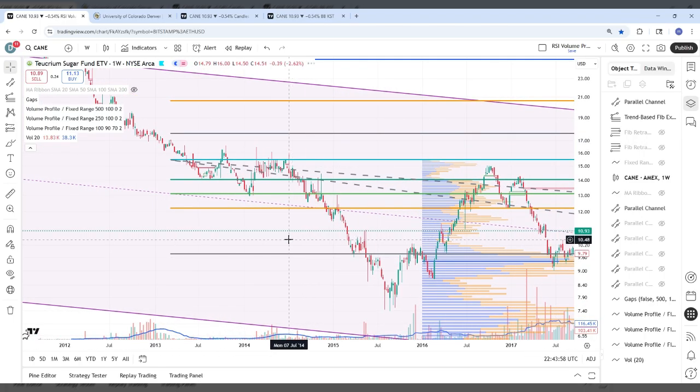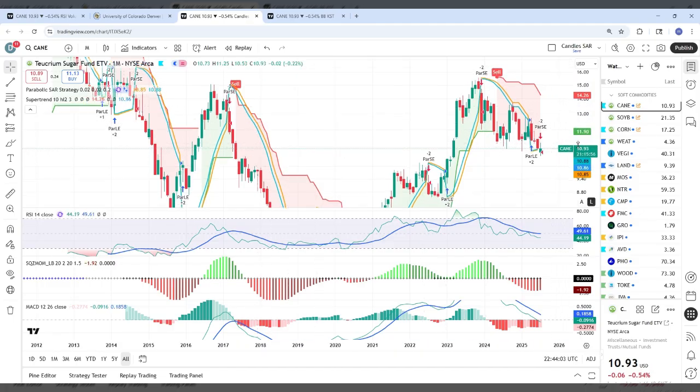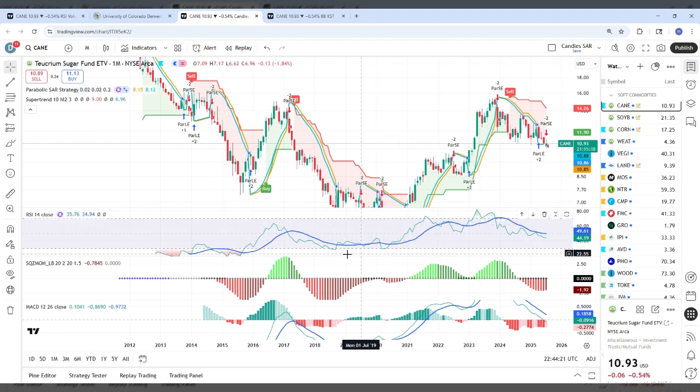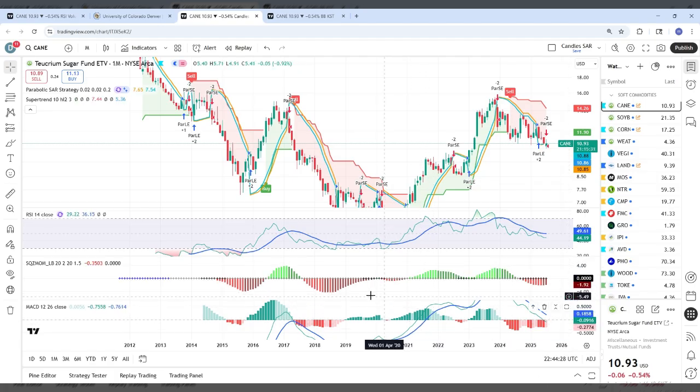All right, so when we look at this chart here on the monthly, we're still bearish. SAR strategy and super trend. RSI, it's heading up. If you look at the tops, it's trending up. It was overbought. But if you look at the bottoms, they're also probably going to be trending up. Squeeze momentum, it's an upward trend from this peak to this peak.